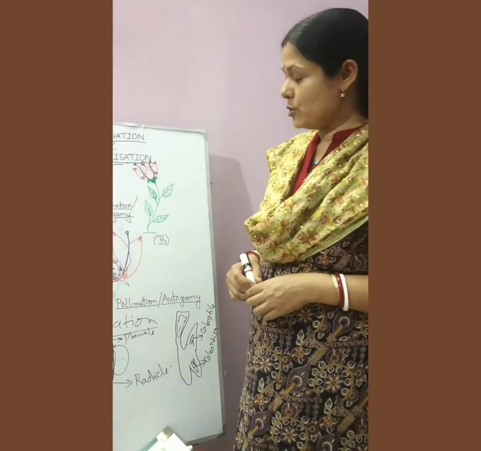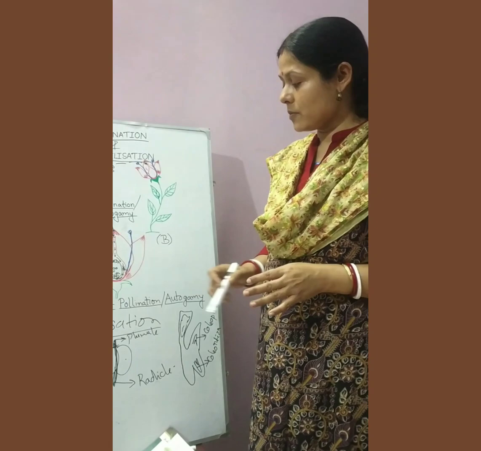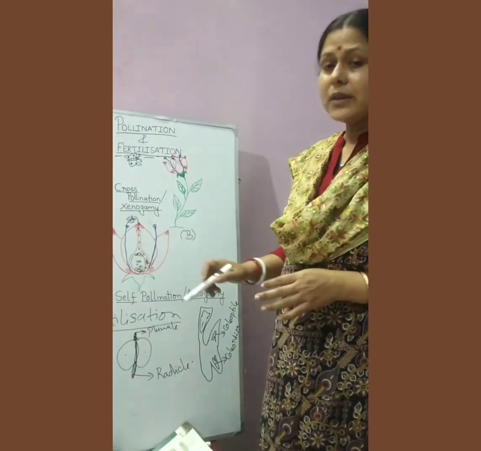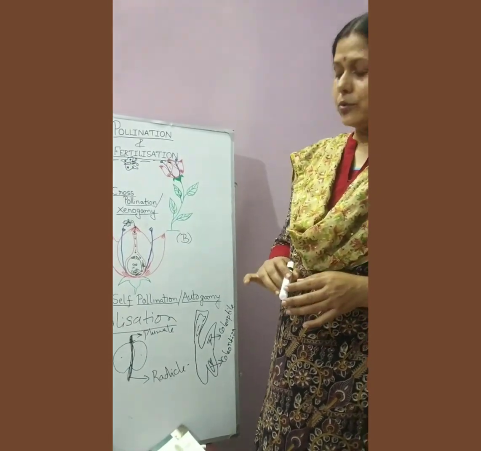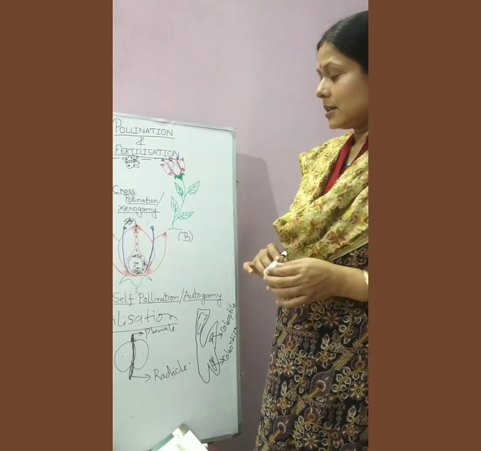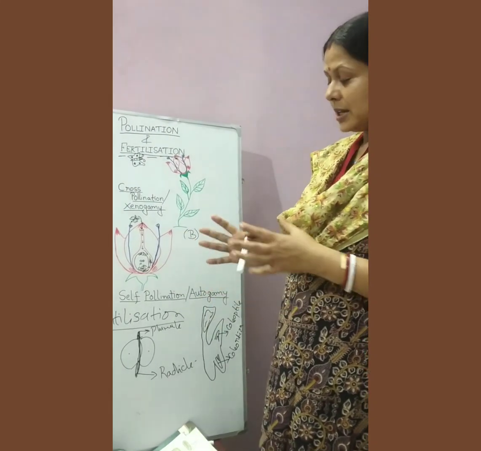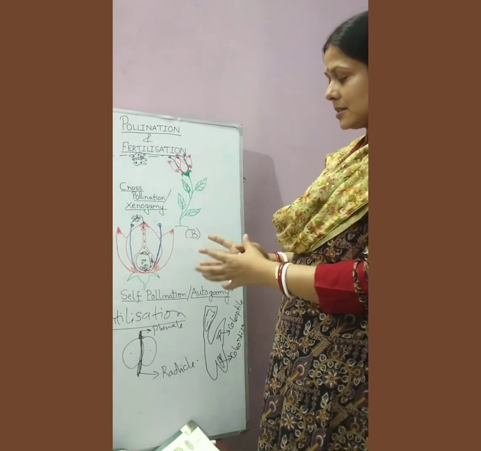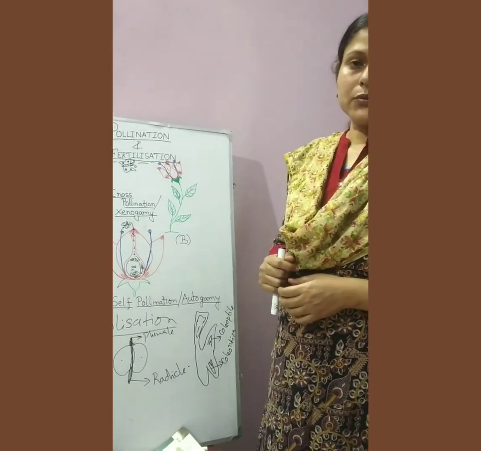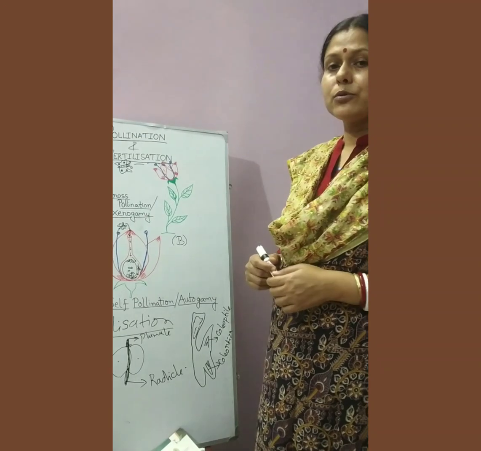Now in case of fruit formation, if the fruit is formed from the ovary, then we call that type of fruit the true fruit. And if other parts of the flower, say for example the thalamus, become fleshy and take part in the formation of the fruit, in that case we call that type of fruit a false fruit.